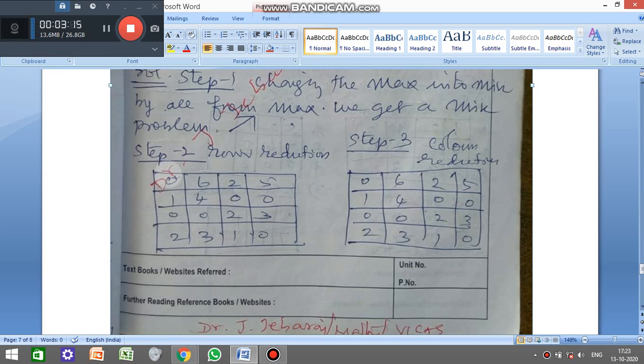Now we have to come to column wise. Okay. So what's the least number column wise? 0. Subtract the 0 from all these elements. You will get the first column in the third step. Similarly, what is the least element in the second? 0. So subtract 0 from all the other elements in the second column. You will get the second column in the third step. Similarly, the third column and fourth column. Okay, so this is what we call column wise reduction.